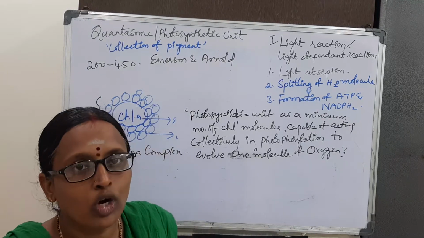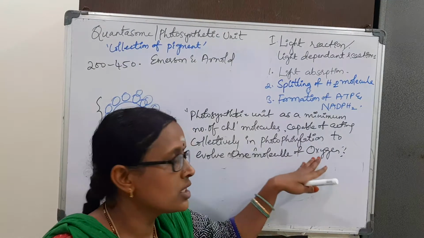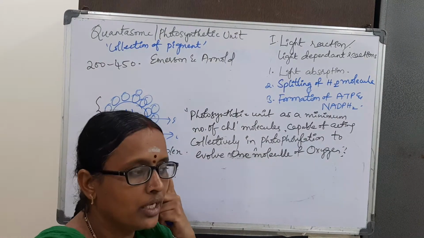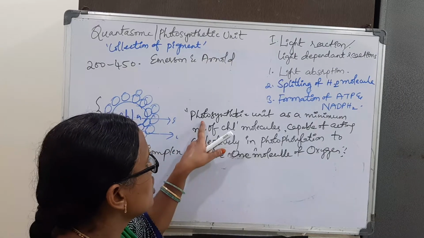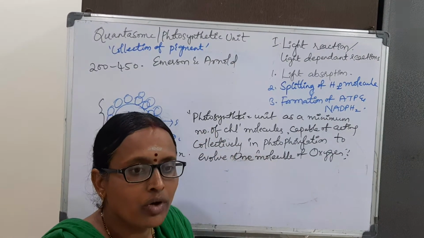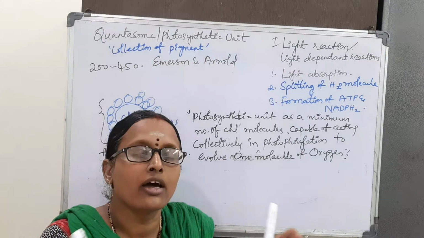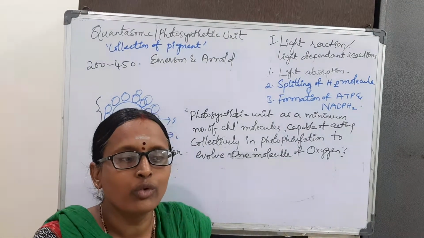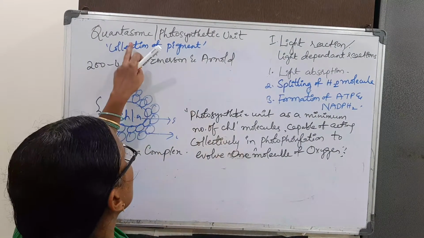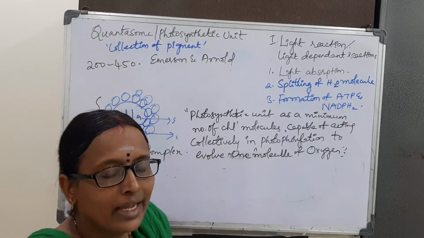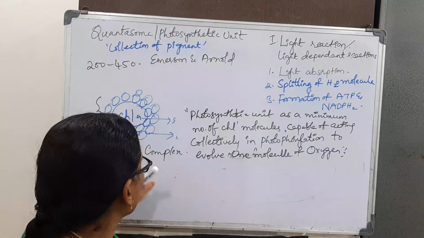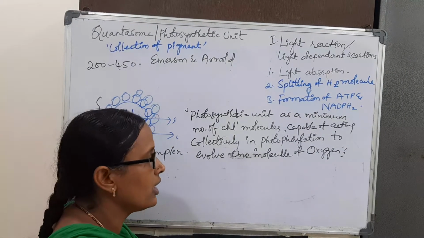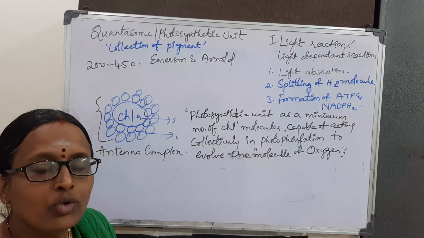We know that the byproduct of photosynthesis is oxygen gas, which is released. That is produced only in the lumen of the thylakoid. So to produce one molecule of oxygen, how many pigments along with the chlorophyll pigment are required? That is known as a photosynthetic unit or quantasome. This definition is given by Emerson and Arnold. So what is the photosynthetic unit? Some group of pigments gathered to capture the light. That complex is known as the photosynthetic unit.